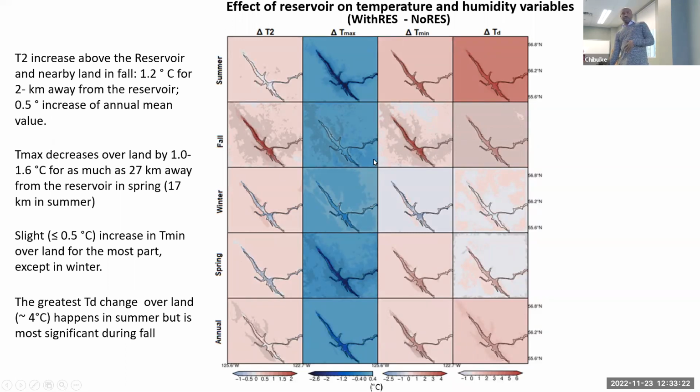Now for the Tmax, the general effect is reducing the maximum temperature. Whereas for the minimum, it increases to an extent, except in winter, where there is almost no change, which is quite different from the others. But the most important thing here is that fall seems to be the period when we have an observable effect of the reservoir on the surrounding climate.